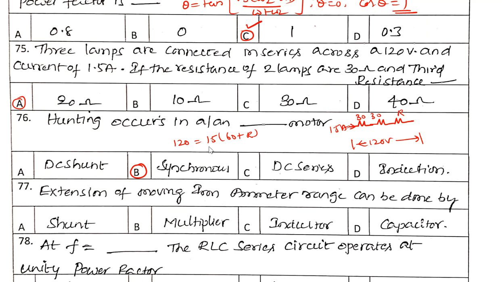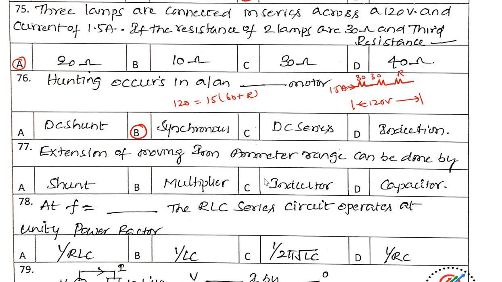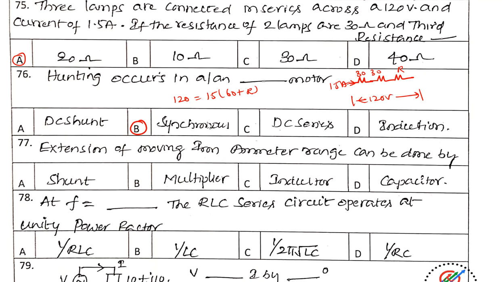Next one, the range of a moving iron ammeter can be increased by what? The range of a moving iron ammeter can be extended by connecting a shunt element which has low resistance, so that the extra current can be bypassed. So the answer for this question is a shunt. In the same way, in the case of a voltmeter, we can use multipliers.